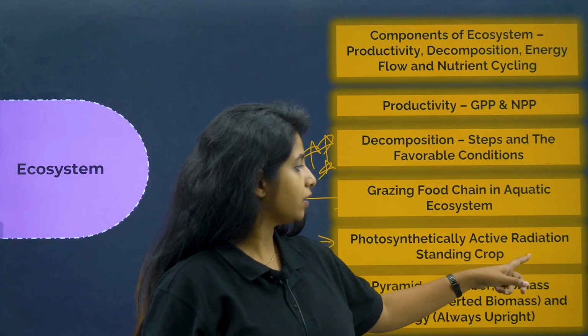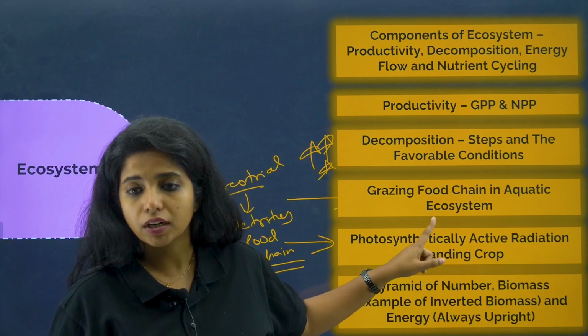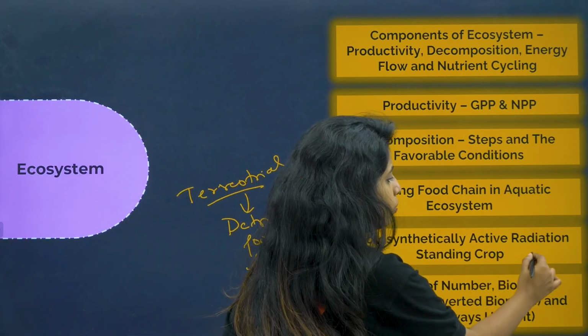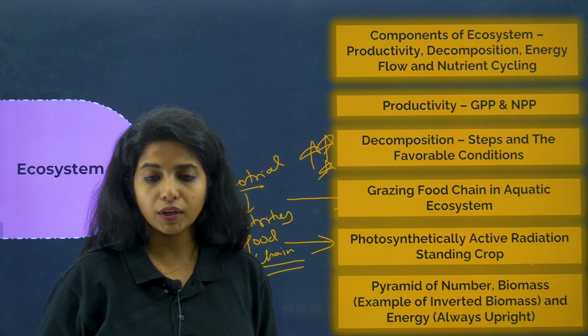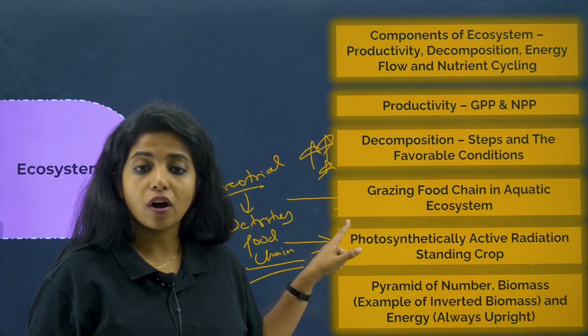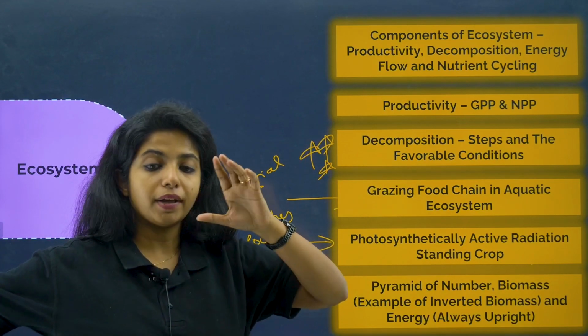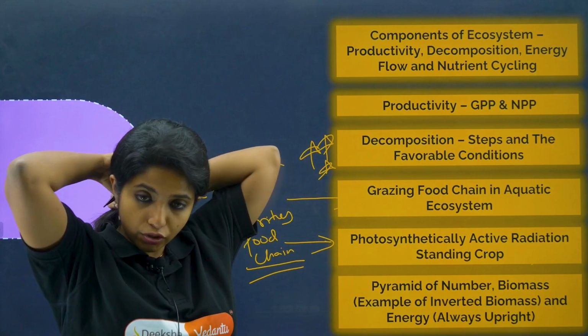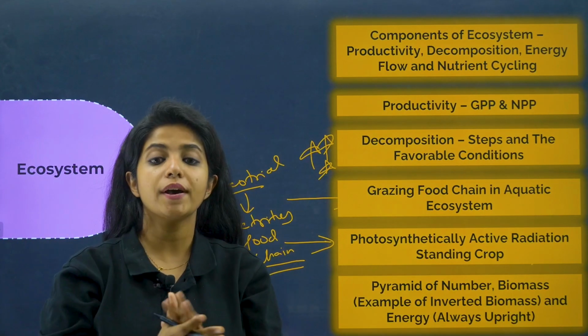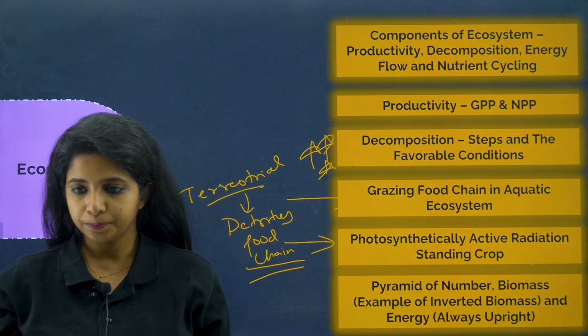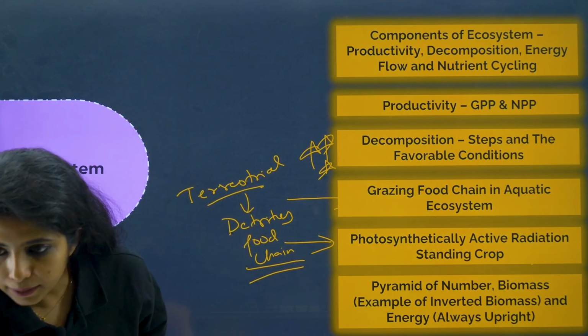Now photosynthetic active radiation and standing crop, just go through it, it is really important. Just go through what it's trying to say. Definition: only 2 to 10% of the total solar energy, photosynthetic active radiation, is being taken up by the plants. So you should be knowing about that. What is standing crop? It is the total biomass available at a particular level.